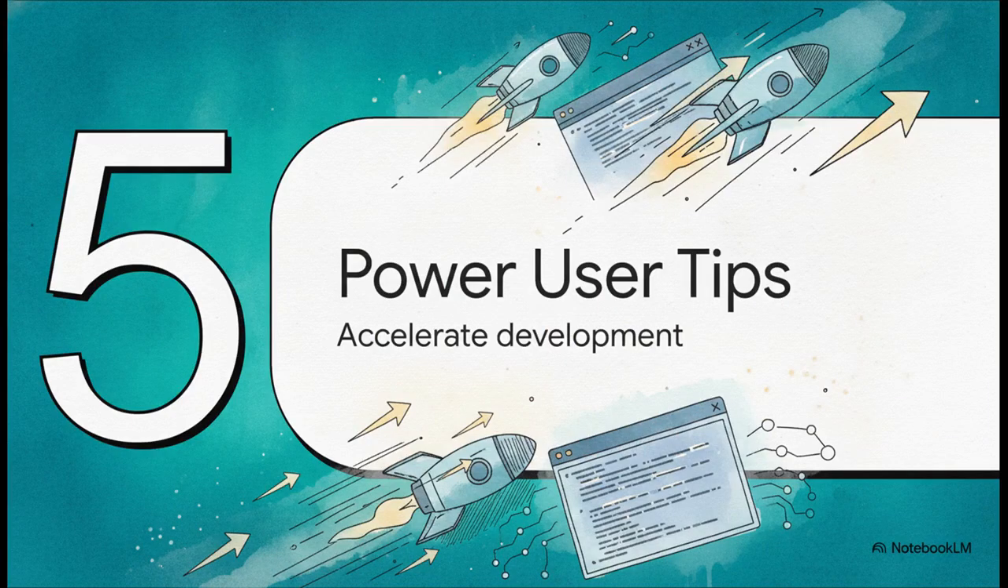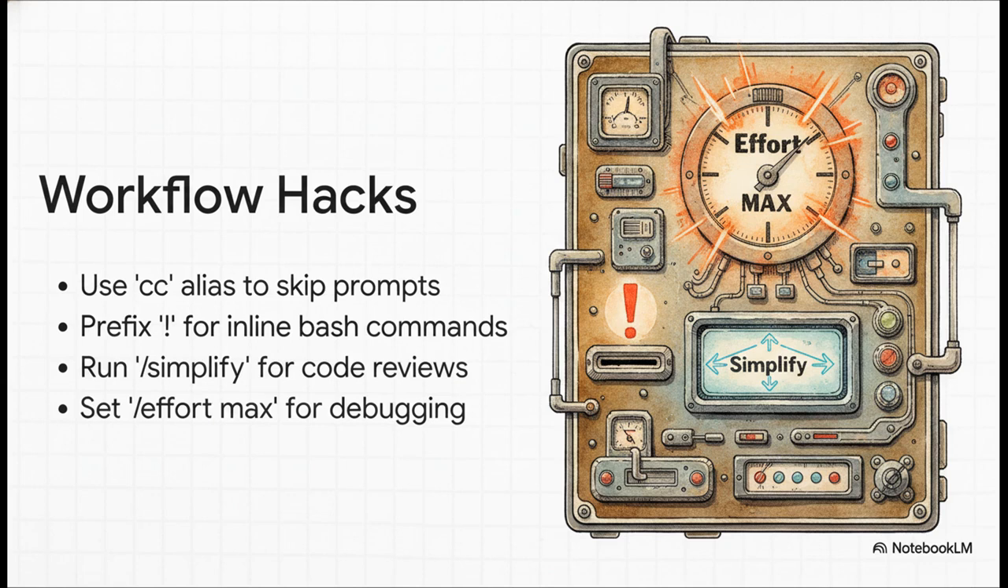Finally, Section 5, Power User Tips. Let's really accelerate your development cycle with some rapid-fire workflow hacks. Integrating these into your daily routine is going to speed up your cycle so much. First up, prefixing an exclamation point before a bash command runs it instantly inline and drops the output straight into the AI's context. Second, running /simplify triggers parallel agents to review your code for efficiency. And finally, if you ever hit a really brutal, tricky architectural bug, setting /effort max tells Claude to allocate maximum thinking tokens. It'll reason deeply about the problem before it even tries to act.